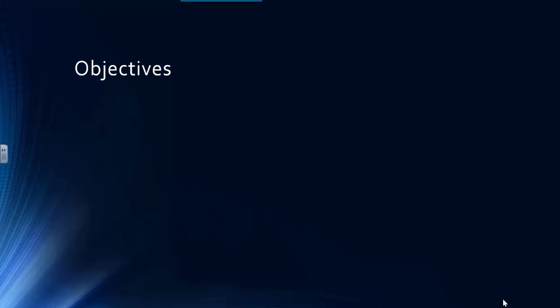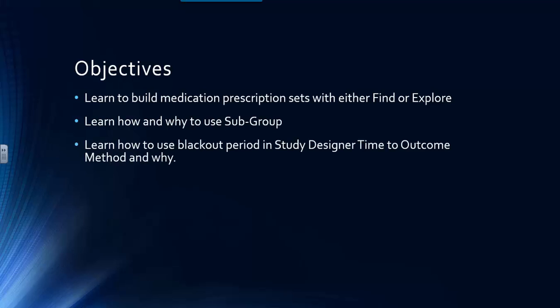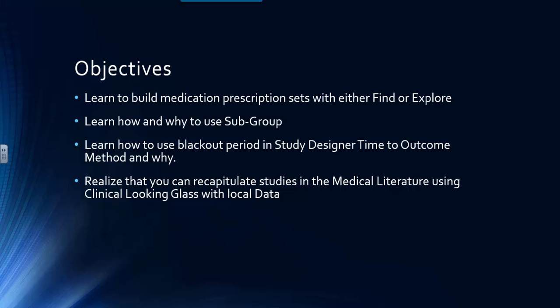The objectives of this exercise: learn to build medication prescription sets with either Find or Explore. Learn how and why to use a subgroup. Learn how to use blackout period in Study Designer time to outcome method and why. Realize that you can recapitulate studies in the medical literature using Clinical Looking Glass with local data.